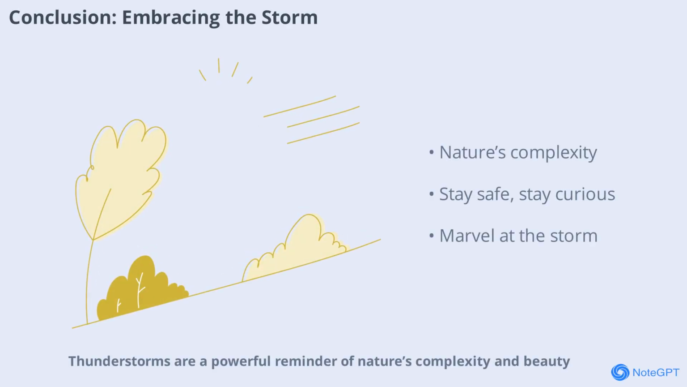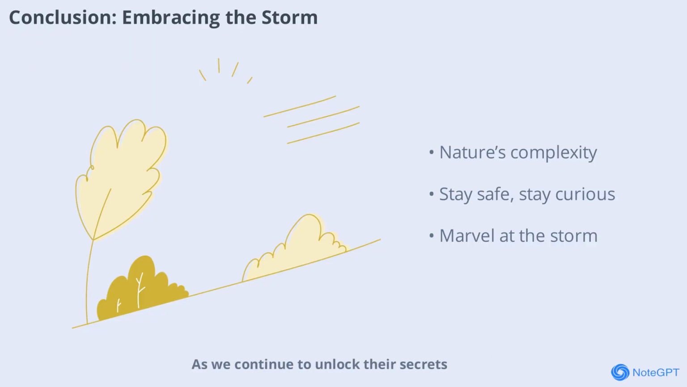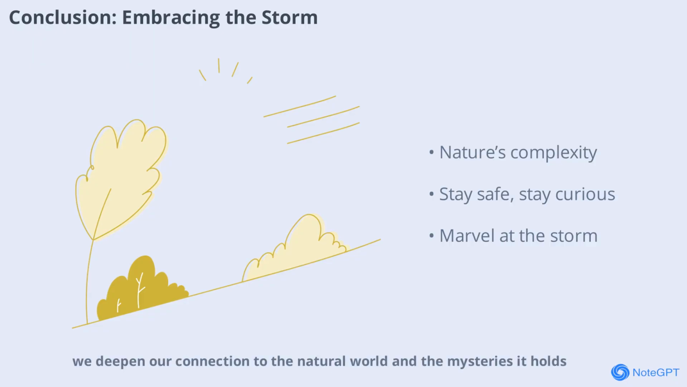Thunderstorms are a powerful reminder of nature's complexity and beauty. By understanding the science behind them, we can better appreciate their role in our world and learn how to stay safe when they appear. From the first rumble of thunder to the last drop of rain, storms invite us to marvel at the forces that shape our planet. As we continue to unlock their secrets, we deepen our connection to the natural world and the mysteries it holds.